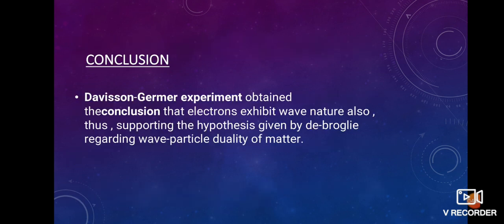Now, we will discuss its conclusion. The Davisson and Germer experiment led to the conclusion that electrons exhibit wave nature also, thus supporting the hypothesis given by de Broglie regarding the wave-particle duality of matter.